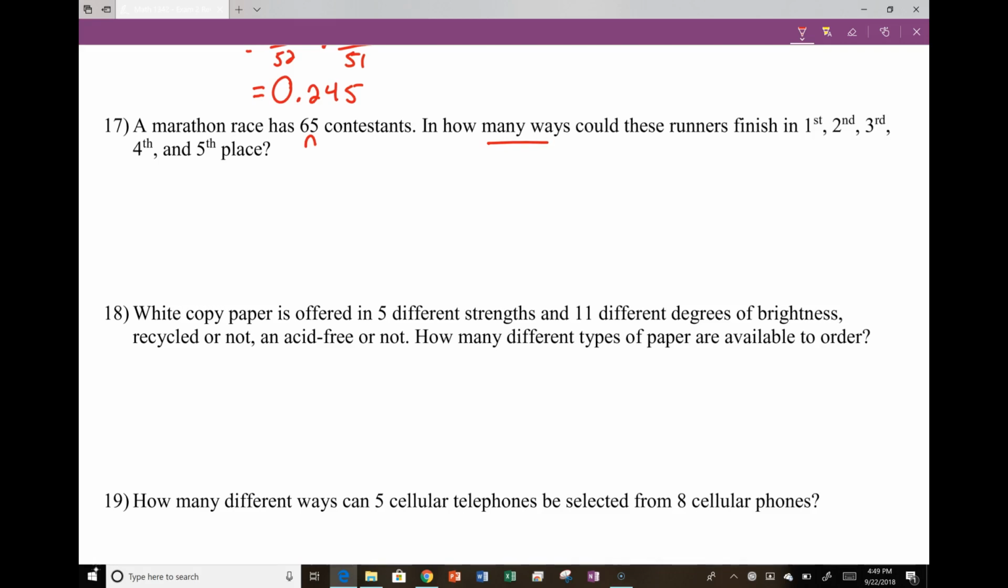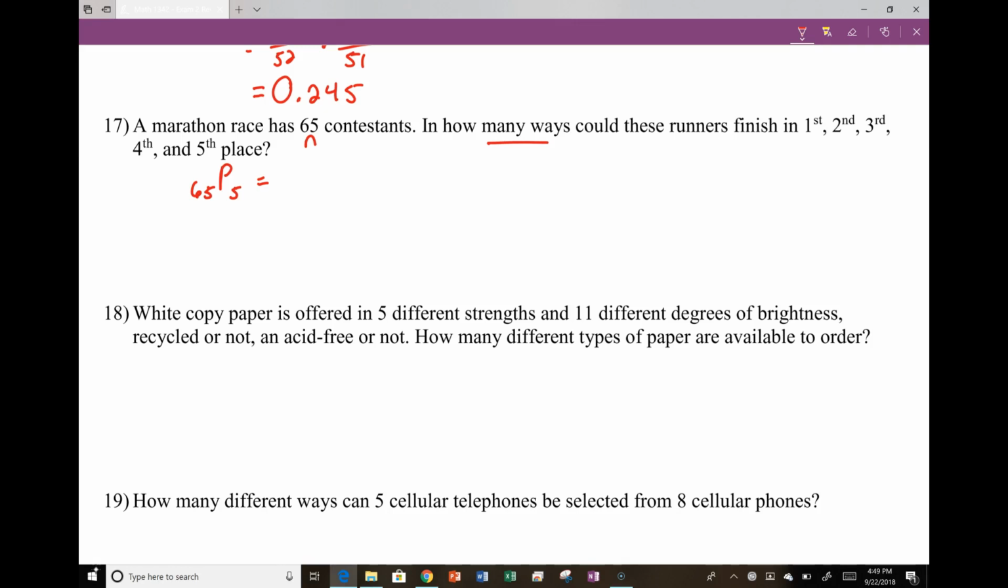Well, because we have given it an order, first, second, third, fourth, fifth, this is going to be a permutation. We have 65 contestants total, and we have 1, 2, 3, 4, 5 places that we're looking at. So we have 65P5.